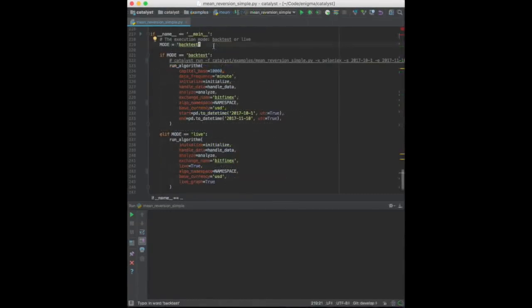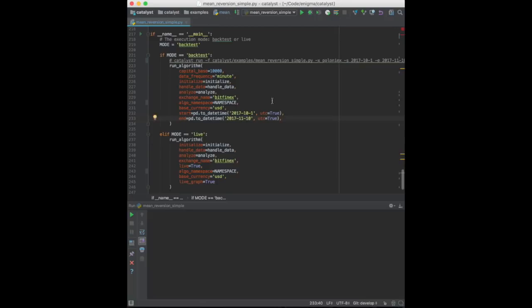Now there are at least two available interfaces which we can use to run this algorithm. This example uses the run algorithm function, but I also wrote the equivalent catalyst command, which can be invoked from the command line. We're allocating 10,000 units of the base currency US dollars to our strategy. The data frequency is minute, which means that a frame will correspond to a minute. The first frame will occur on October 1st, and the last frame will be on November 10th.